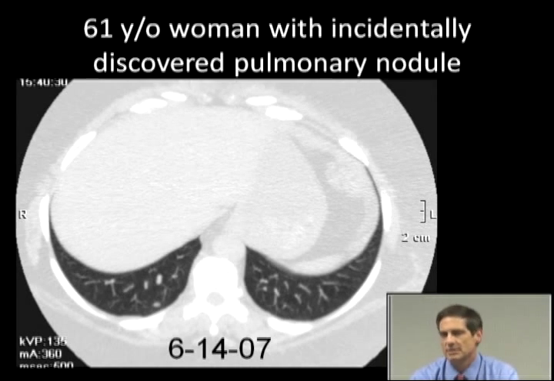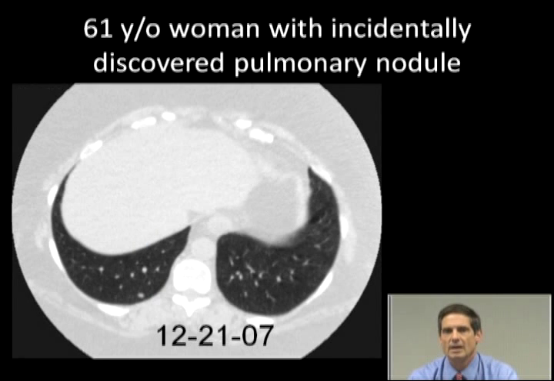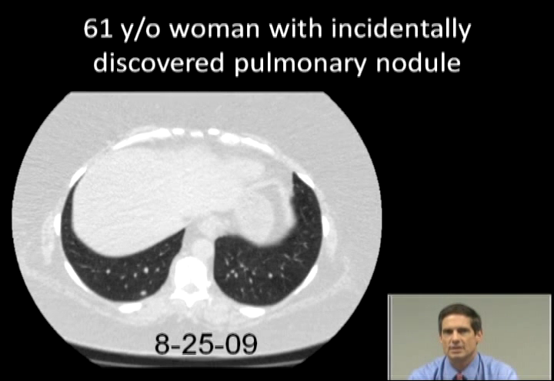and this may look familiar because this is the same example I showed you on the MIPS earlier. There's a peripheral lung nodule found on an exam from 6/14/07. There's an arrow on that nodule. Here we are on 12/21/07. Nodule looks pretty stable. Here we are in 8/25/09. Again, the nodule is nice and stable.